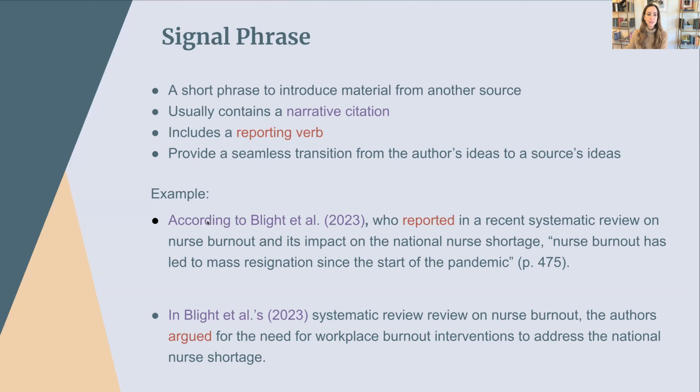So here are two examples. This right here is a narrative citation, but when taken together, we have a signal phrase: "According to Blight et al., who reported in a recent systematic review on nurse burnout and its impact on the national nurse shortage," and then we have a direct quotation. So all of this taken together before the quote begins is the signal phrase, which contains a reporting verb and a narrative citation. Here's another example: "In Blight et al.'s systematic review on nurse burnout, the authors argued." Again, this is a signal phrase, and we have a reporting verb here.